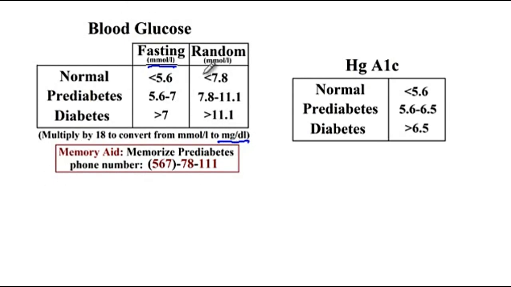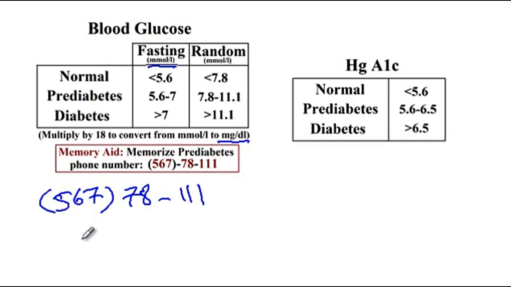So for these values, at first it may look confusing, but it would be very easy if you memorize the phone number that I've provided here. So the memory aid says memorize the pre-diabetes phone number, which is 567 area code 78111. Now, the first bracket, the area code, is for the fasting blood sugar.